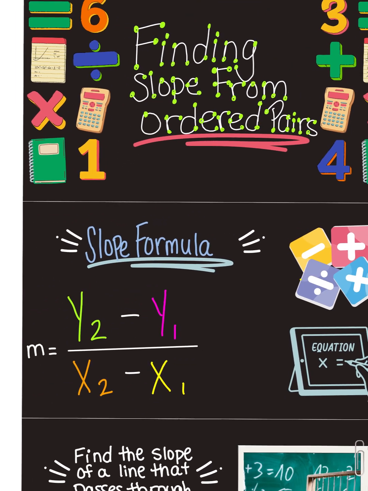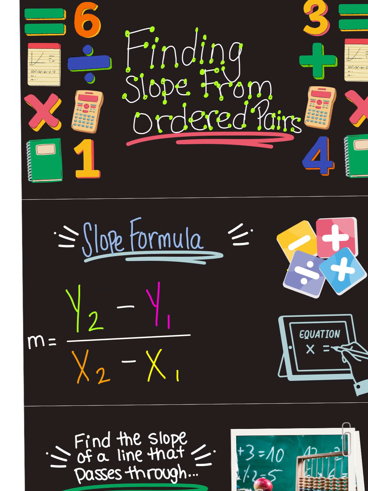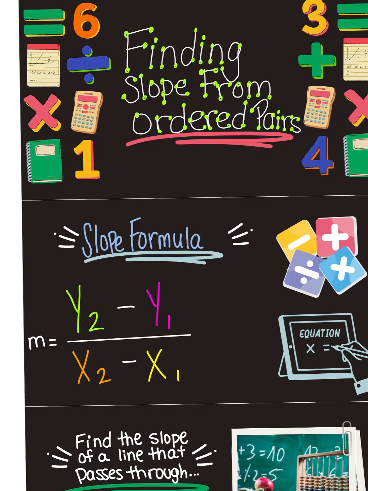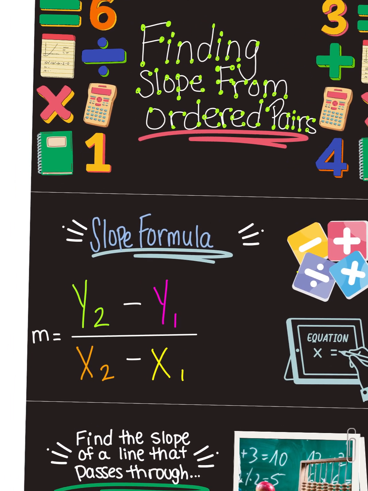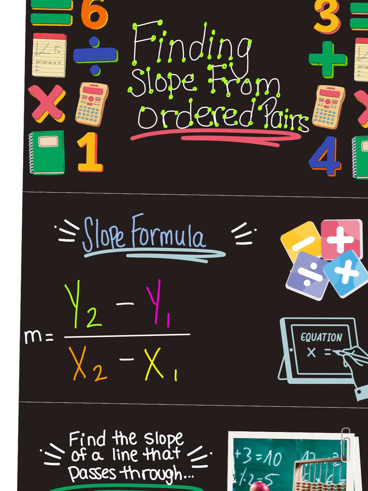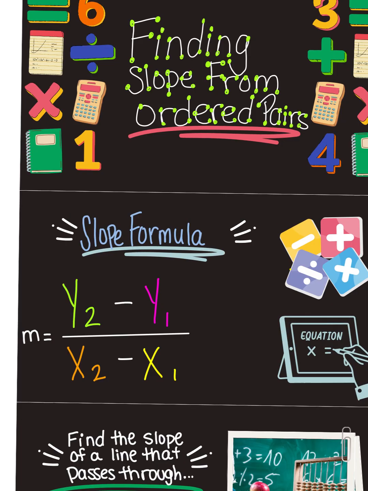Okay? The slope formula says m equals y2 minus y1 over x2 minus x1. What does that letter M mean? Slope, right? So this is the formula you use to find the slope. Now, what do you think it means by y2 and y1 and x2 and x1?